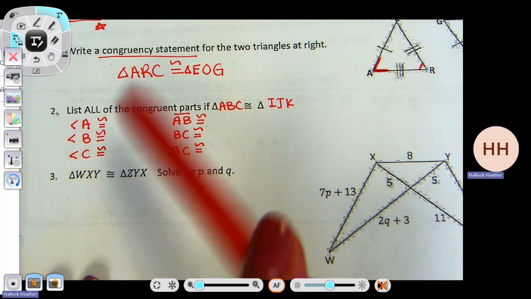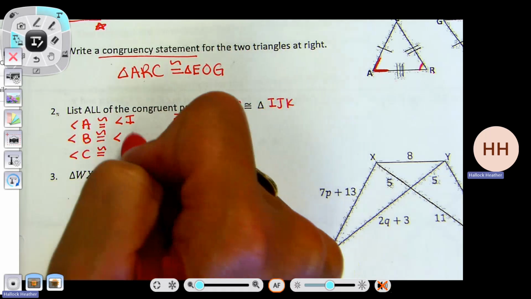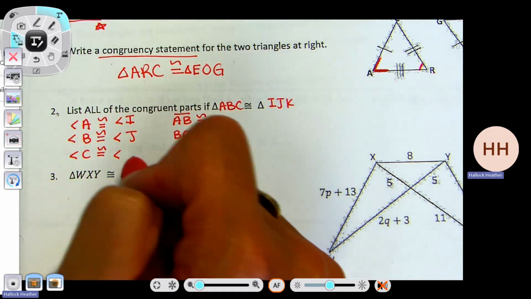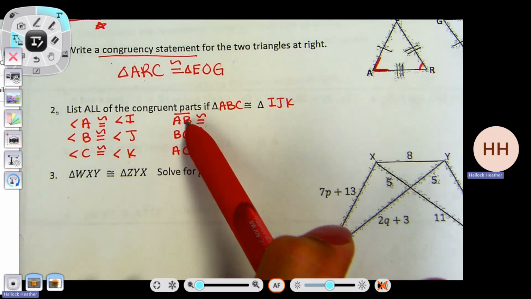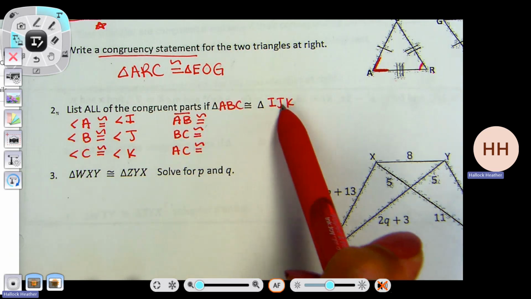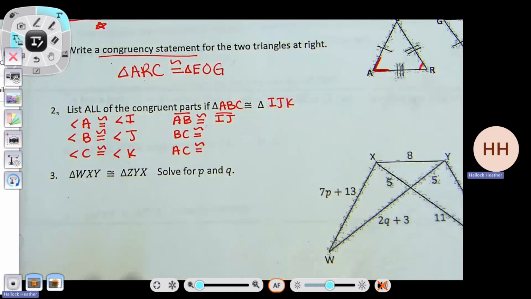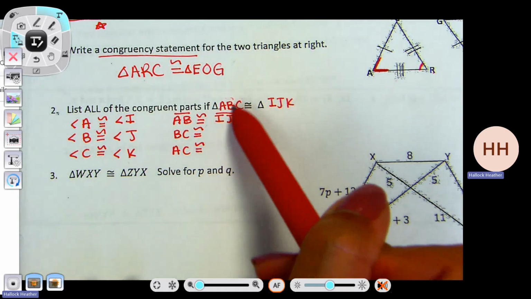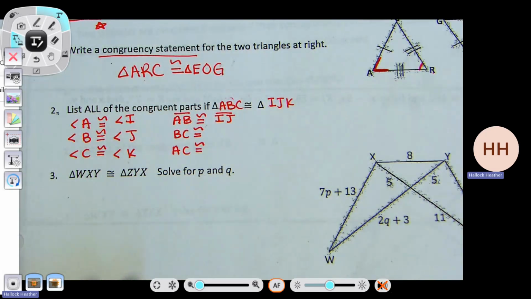Okay, what's A congruent to? I. What is B congruent to? J. And last one? Okay, those are really simple, right? Okay, the sides are a little bit harder. If I say AB, what is AB, the distance from A to B? IJ. How? Because it's the location in the sentence. They're the first 2 letters. So they're going to match the first 2 letters.